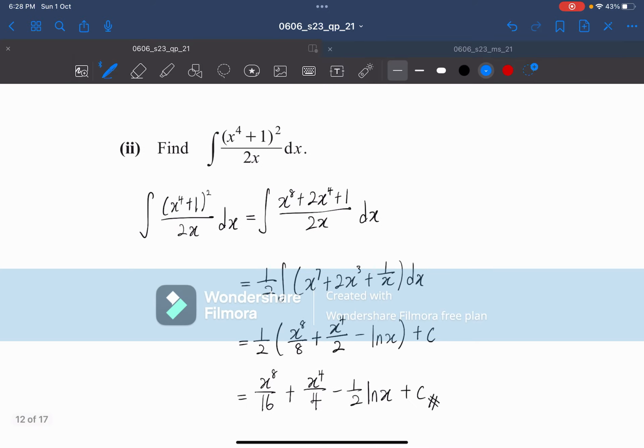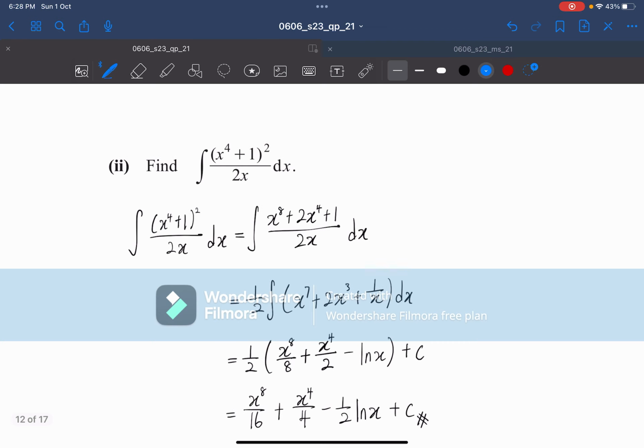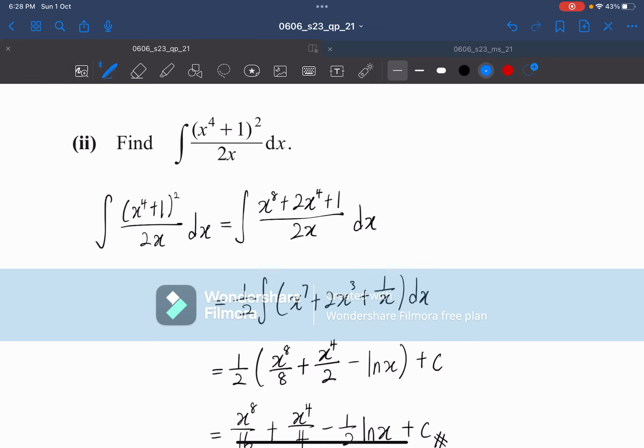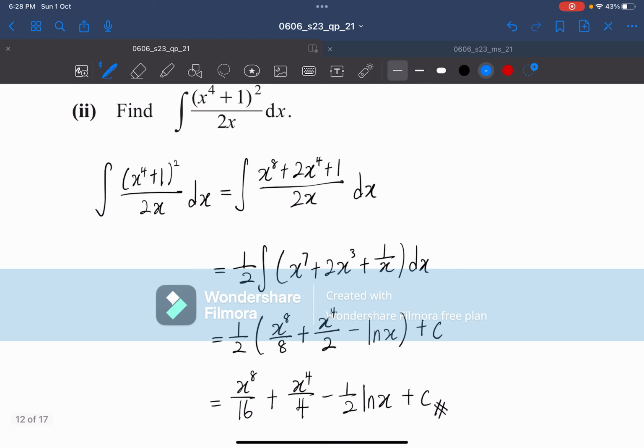And this one, find this integral right here. First, you open it up. You could choose to take out a 1 over 2 or leave it, up to you. I took it out, and you divide everything by x, and you get this right here: x to the 7, x cubed, and 1 over x. Integrate this, and you get this right here.